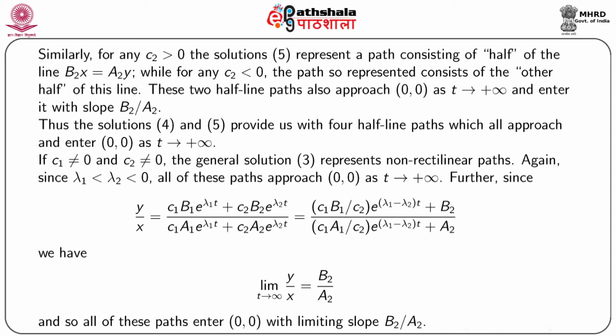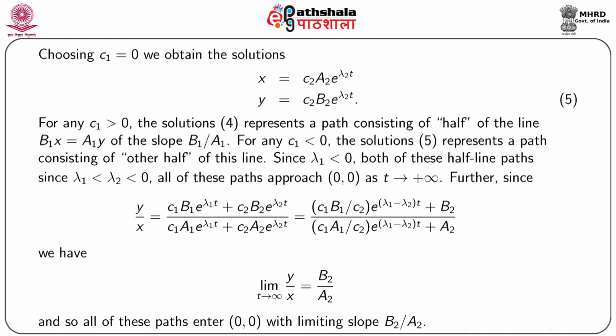In a similar manner, for any C2 greater than 0, the solution 5 represents a path consisting of half of the line b2x equals a2y, while for any C2 less than 0, the path so represented consists of the other half of this line, and these two half-line paths also approach (0, 0) as t tends to plus infinity and enter it with slope b2 by a2.